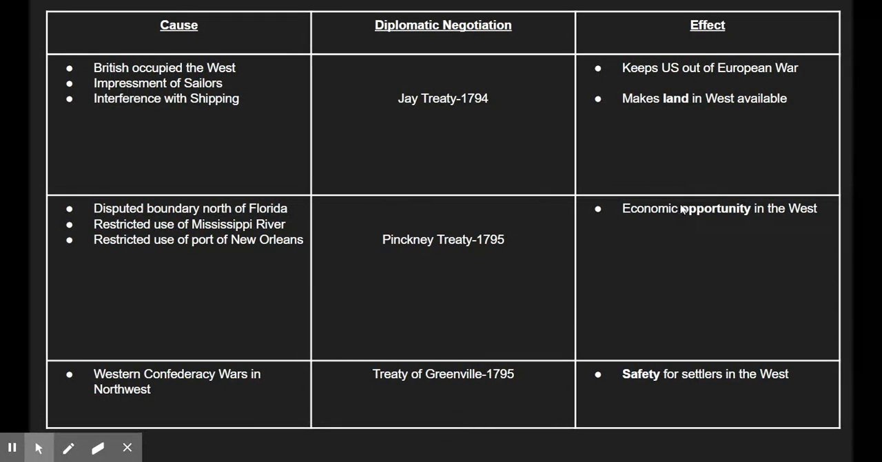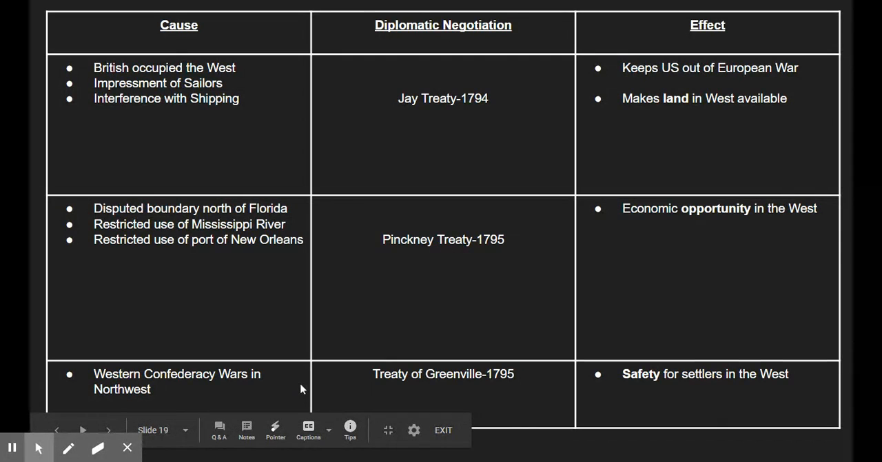What is the effect of this? The effect of this is economic opportunities in the West. Farmers and planters that set up land and farms and plantations in the region can now use the Mississippi River to ship their goods out to market.